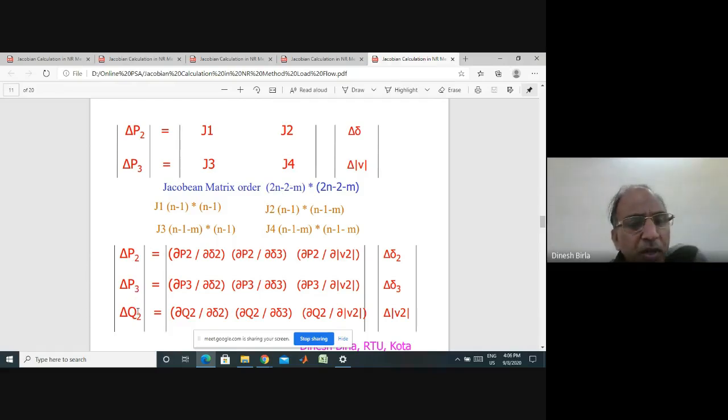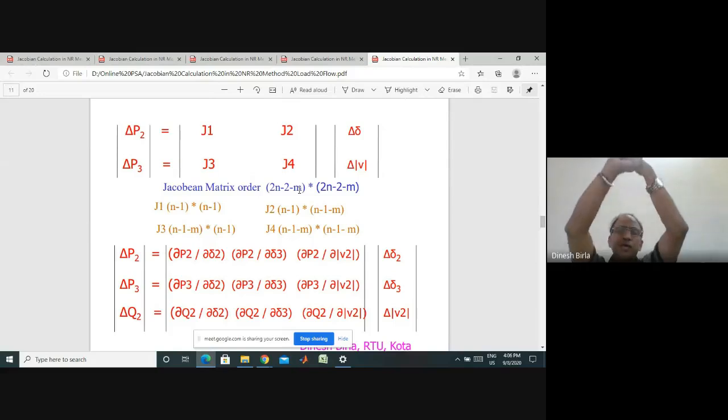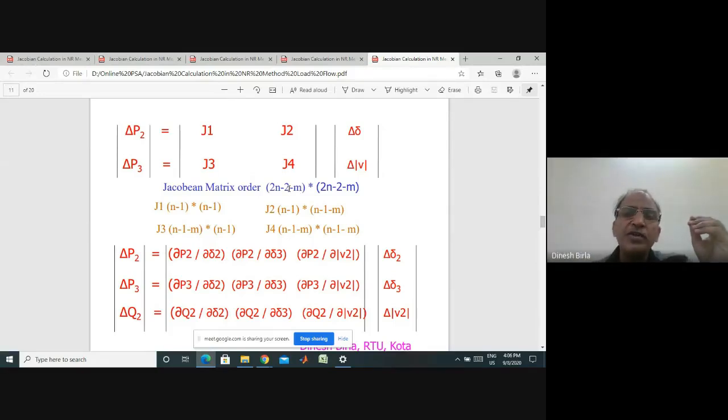And since the Qs equal to the number of PV buses will not figure, because at a PV bus only P is defined, Q is not defined, we have to take into account the deduction of the reactive power. We have taken M deducted from 2n minus 2 further. Similarly, on the right hand side, as many active powers are there, accordingly the number of angles will be there, and as many reactive powers are there, that many voltages will be there. This can also now be appreciated in terms of Jacobian parameters.